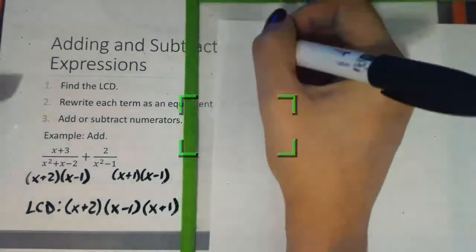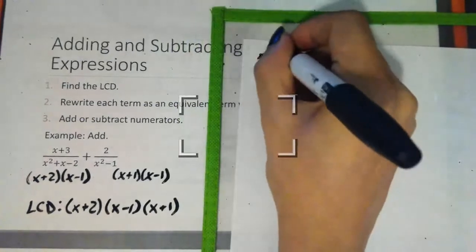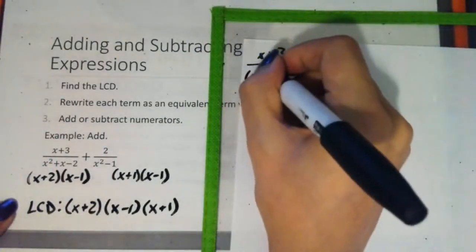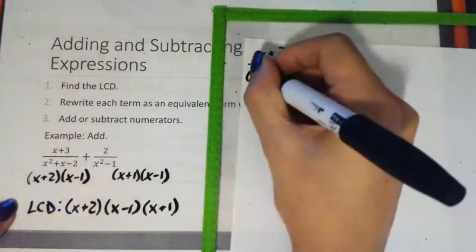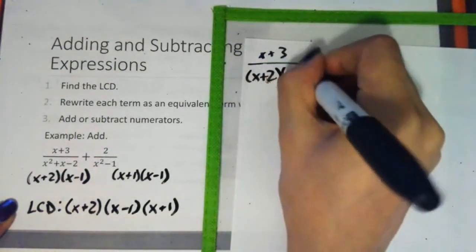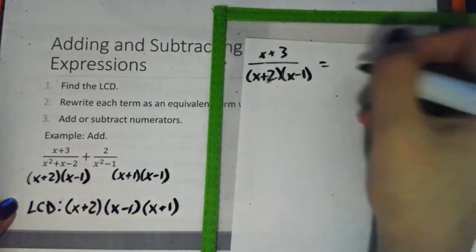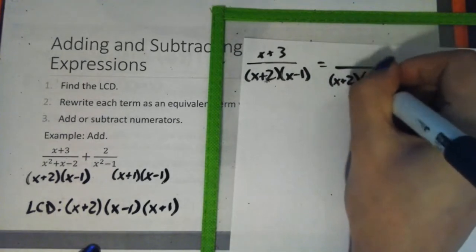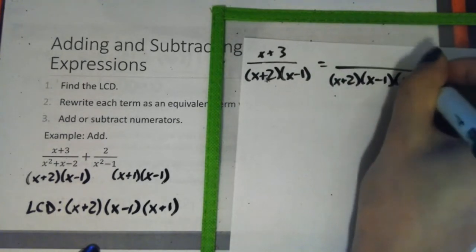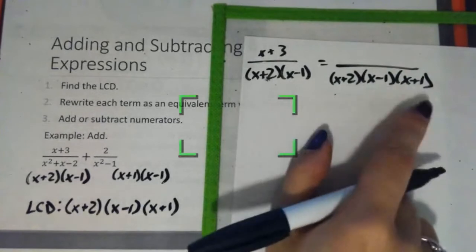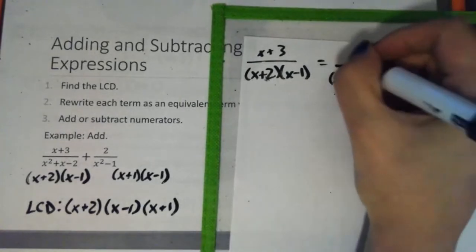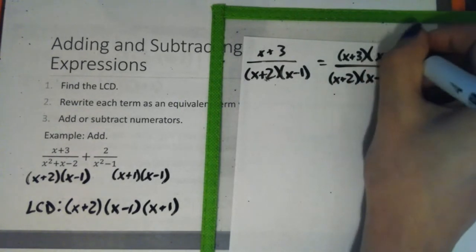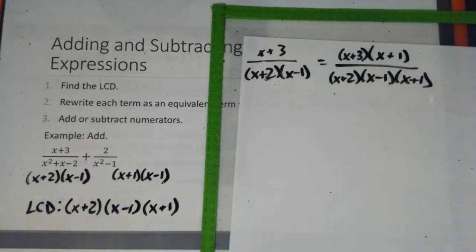So I want to take my fraction (x plus 3) over, I'm going to go ahead and write it in factored form, (x plus 2) times (x minus 1), and I want to write it as the equivalent fraction that has the denominator (x plus 2)(x minus 1)(x plus 1). So what it's missing right now is that x plus 1. So I need to take my numerator x plus 3 and multiply it by that x plus 1 that it's missing. That's its equivalent fraction.